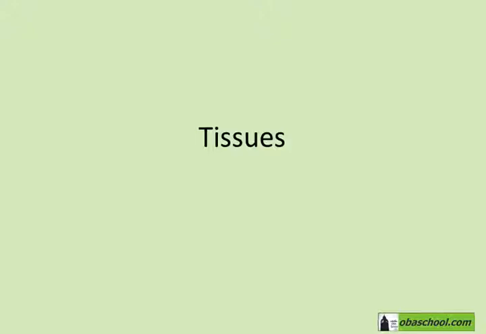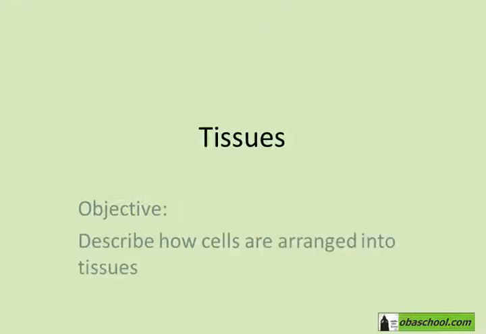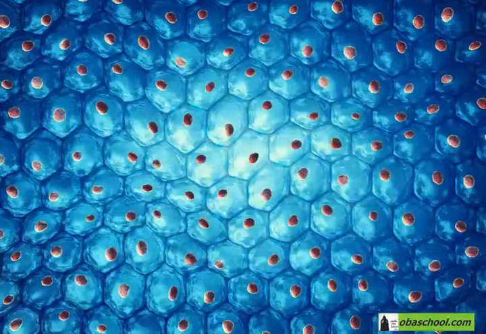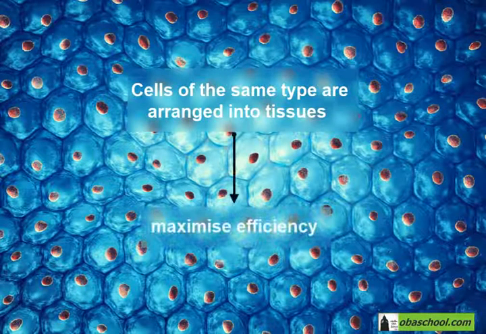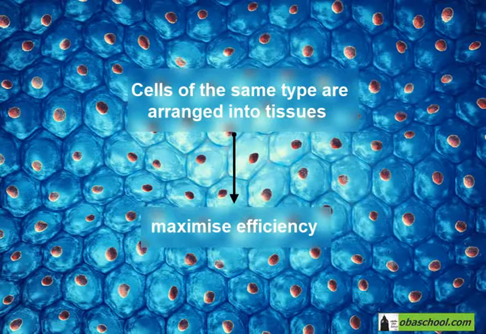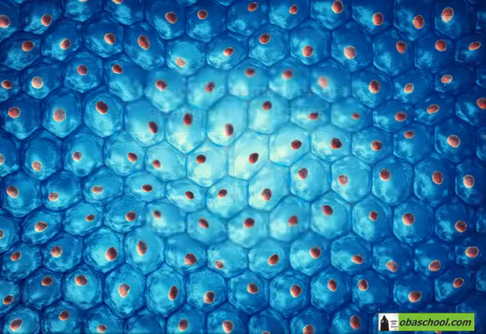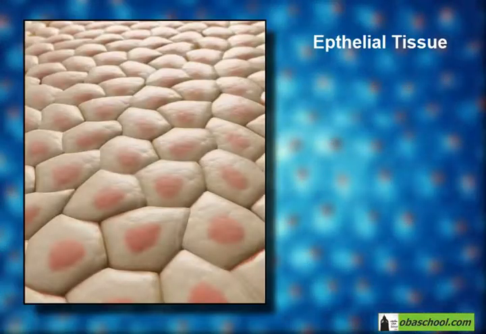The next level of organization after cells is tissues. The objective of this video is to describe how cells are arranged into tissues. Cells that are of the same type are arranged together into tissues in order to maximize efficiency. Examples of tissues are epithelial tissues.